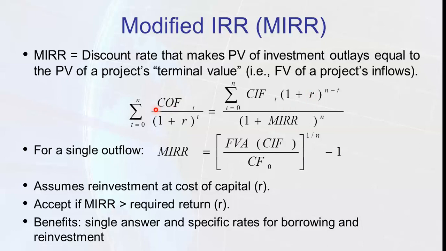So how do you make these two similar? The modified internal rate of return will make the present value of all negative cash flows and the future value of all positive cash flows equal.